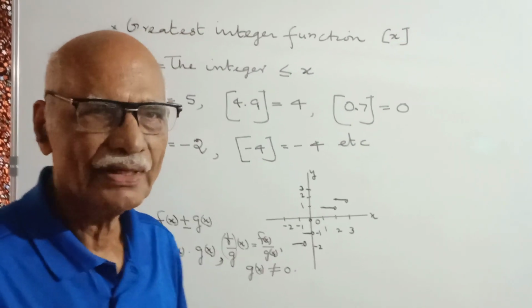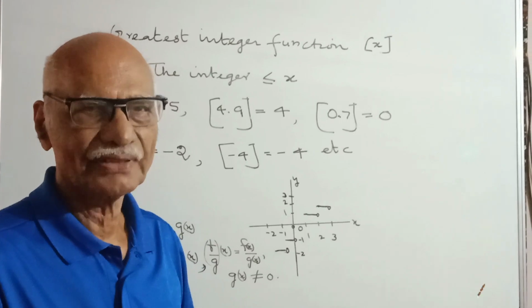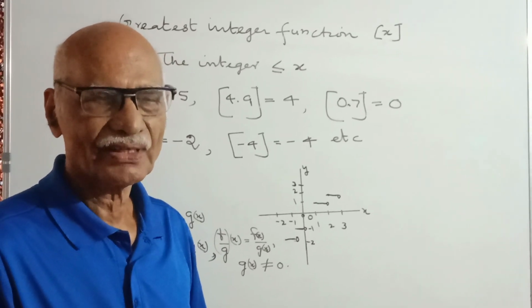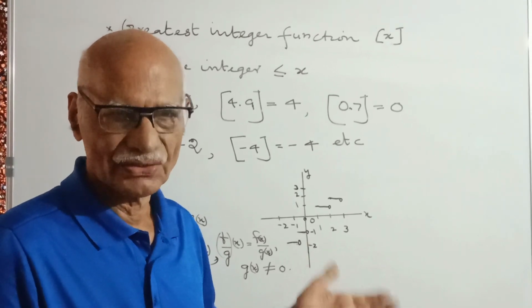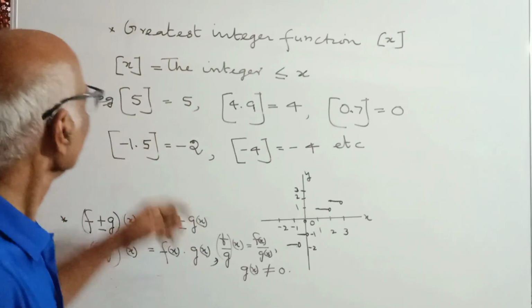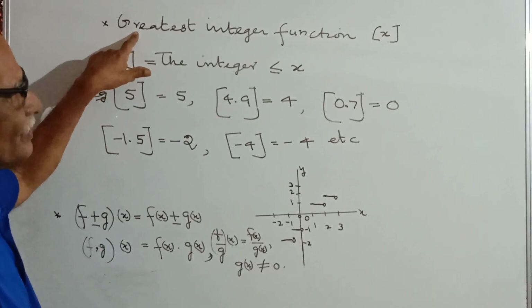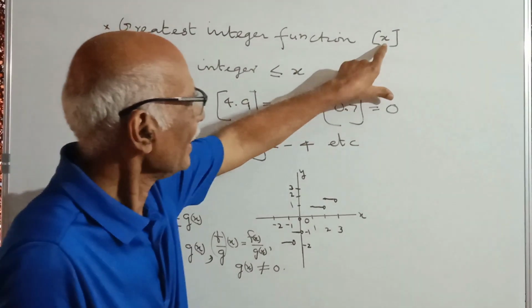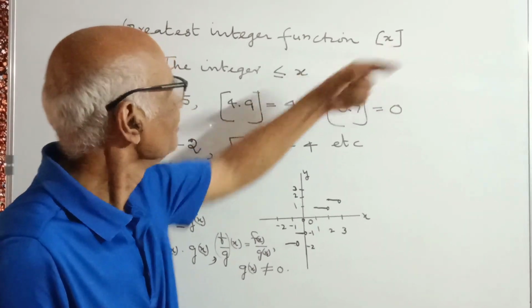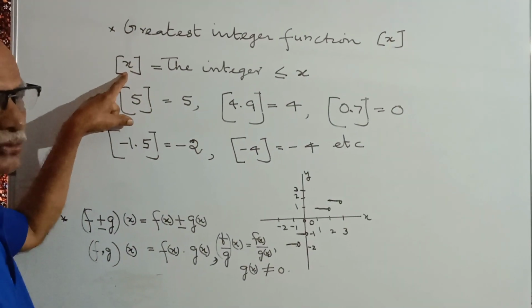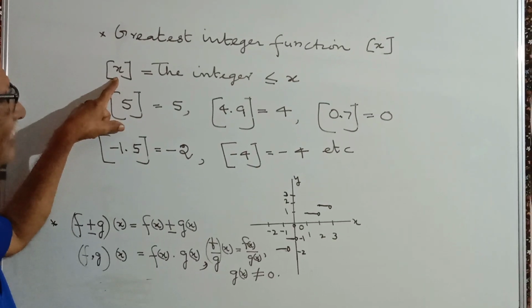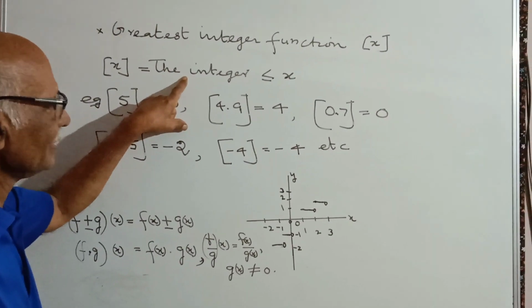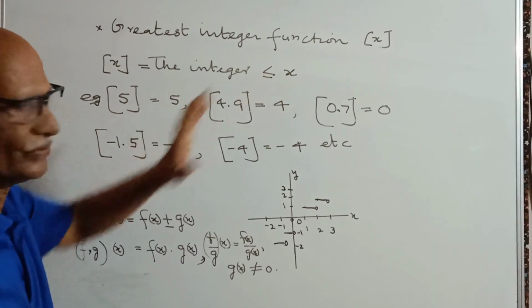We continue our discussion of relations and functions. Now we are on functions. Here is a function, the greatest integer function. The symbol is x in a square bracket. The greatest integer function of x is the integer less than or equal to x.